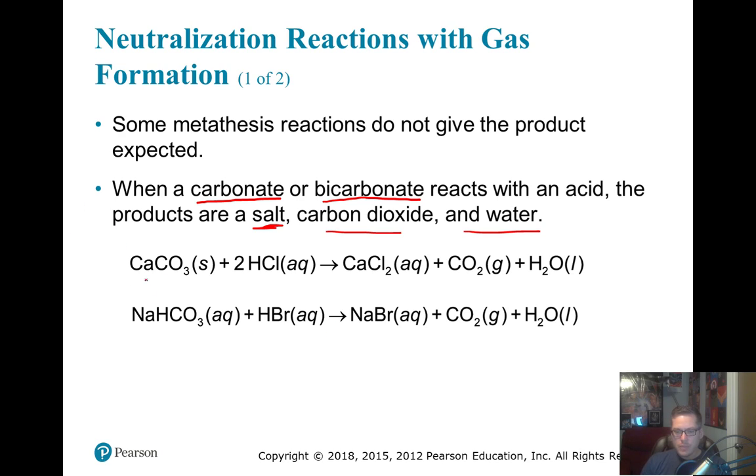So here's calcium carbonate. CO3 is our carbonate, and it's reacting with an acid here. It's going to form the salt. So the chlorine and the calcium would react together and form that salt.